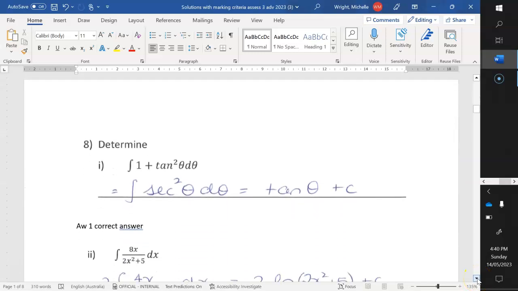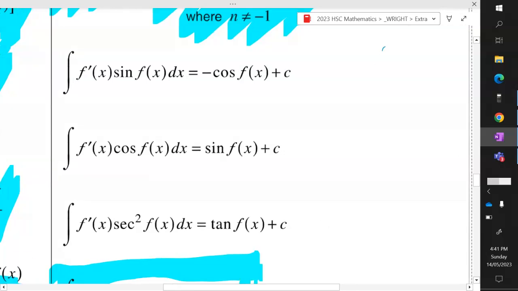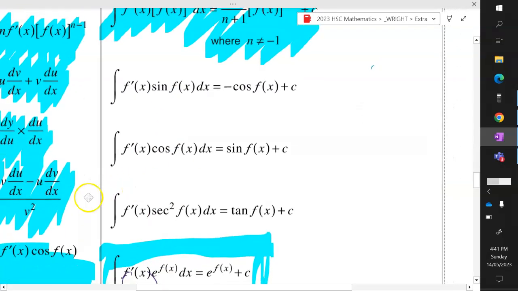Okay, the third one, determine the integral of 1 plus tan squared x for 1 mark. Now, what I would have been doing if I was you, I would go to the formula sheet, which I'm going to get up there now. So if you look at your HSC formula sheet and look under the integration section and you look for the integrals of your trig functions, you will see that you've got an integral for sine, 1 for cos, and 1 for sec squared x. Nowhere in that sheet do you get an integral of tan x or tan squared x. So that's telling me, okay, I can't straight out integrate that. I need to do something first.